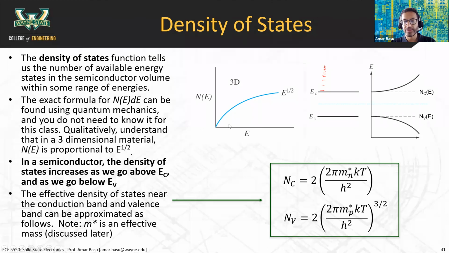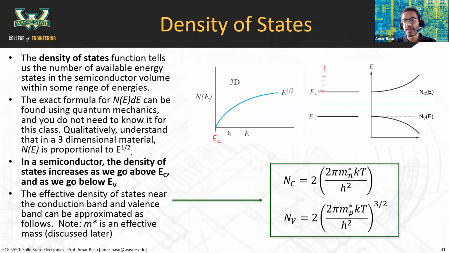So this is the energy, and this is N of E, which represents the density of states. Okay, so you can kind of think about this as being the conduction band. At the conduction band, there are 0 density of states. As you go above the conduction band, the density of states increases like this. And this turns out to be like a square root function. Okay, it increases as a function of the square root of the energy.